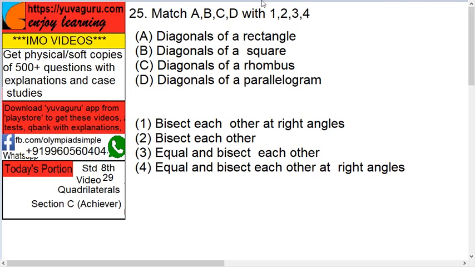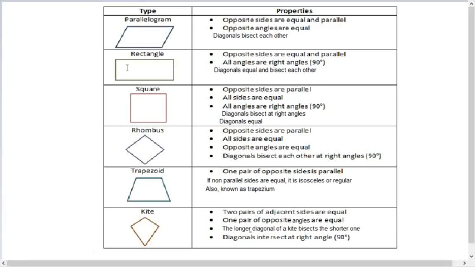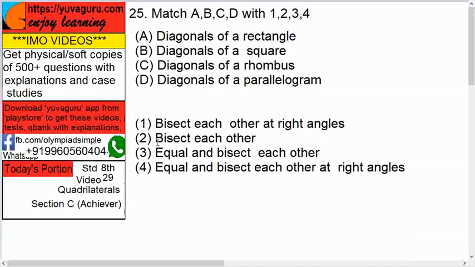No. Right? See this. Diagonals of a rectangle are equal and bisect each other, but not at right angles. So only bisect each other? Yes, it can be done. But check the other answers also. Equal and bisect each other? Yes, that is particularly right.